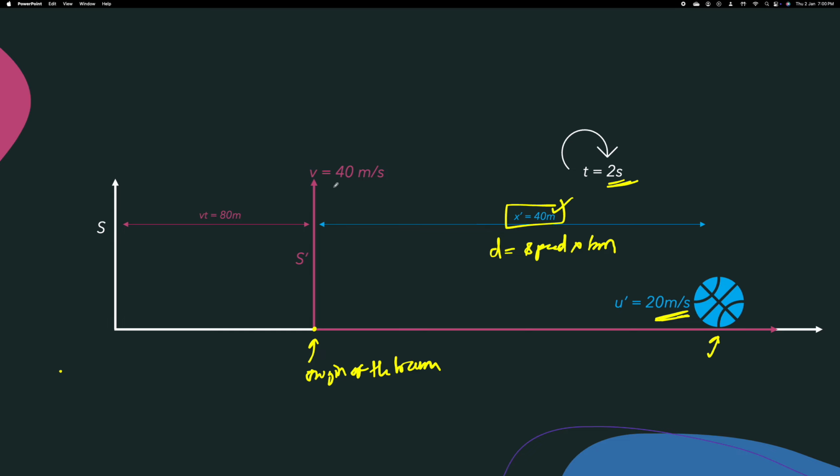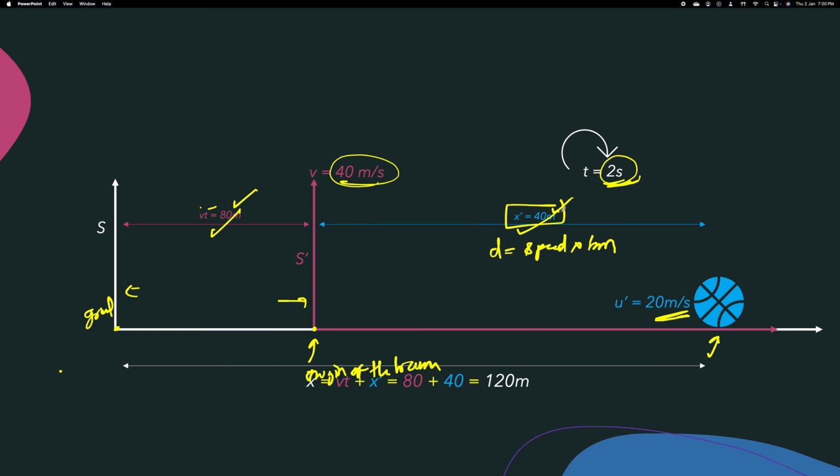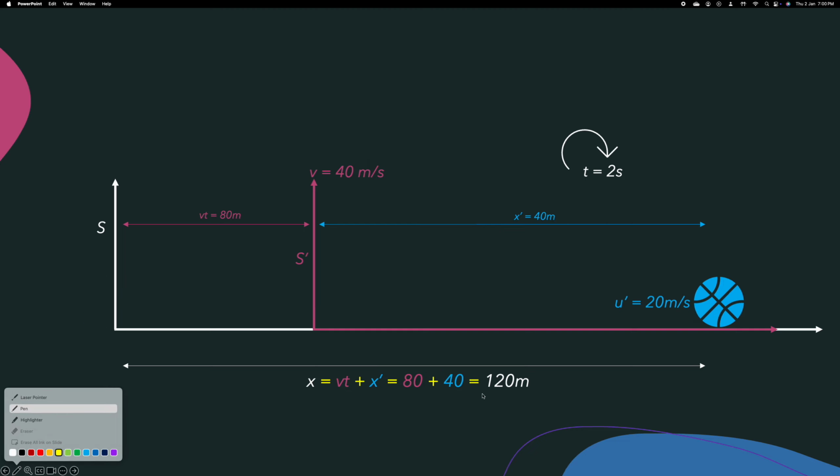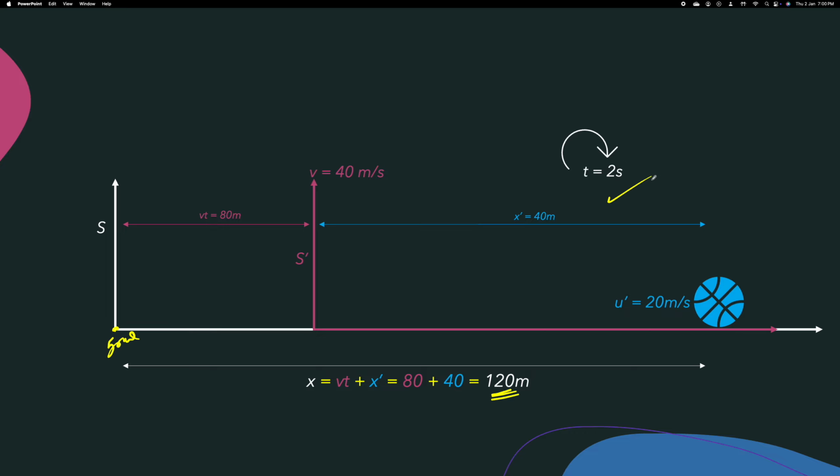How far has the train traveled from the ground, from the origin of the ground? The answer is obviously again speed into time, which is 40 meters per second multiplied by 2 seconds, which is 80 meters. But then how far is the ball from the ground? The answer is going to be 80 meters plus 40 meters, correct? Yes. So therefore, total distance is going to be 120 meters. And how long did the ball take to travel this 120 meters from the origin of the ground? Obviously, 2 seconds. If that's true, then what is the speed of that ball with respect to the ground? The answer is 60 meters per second.